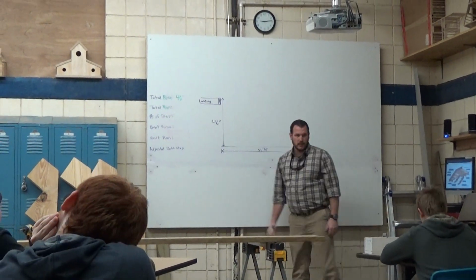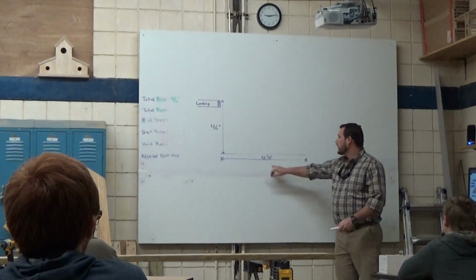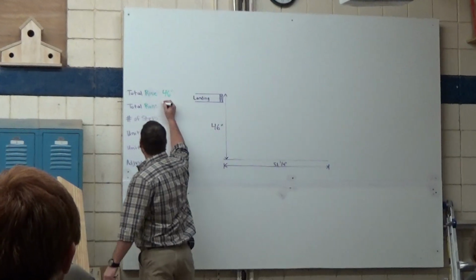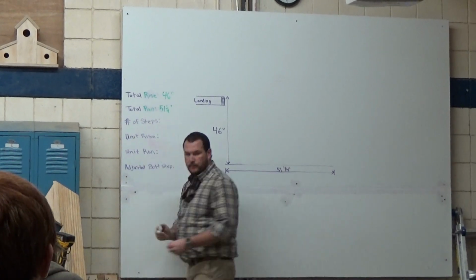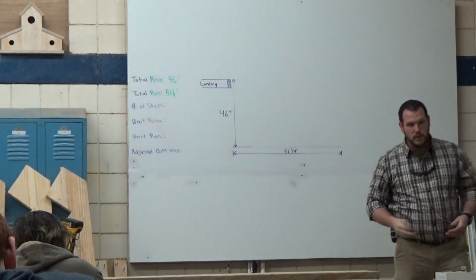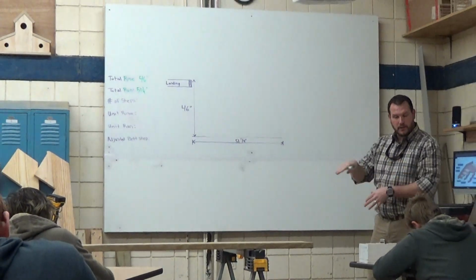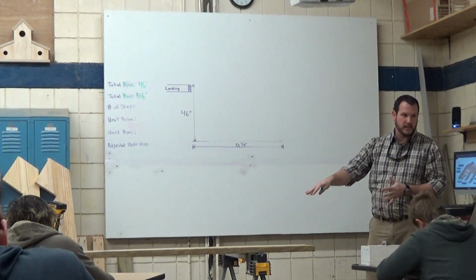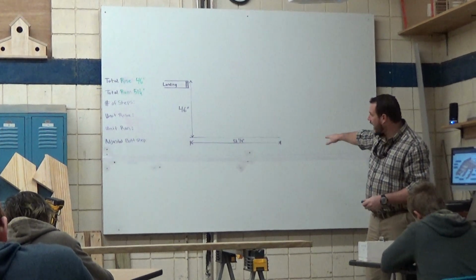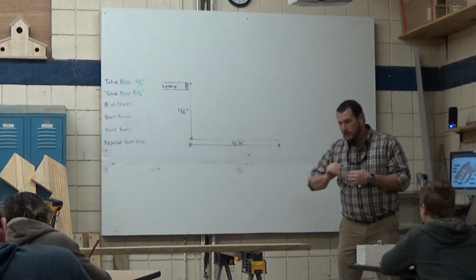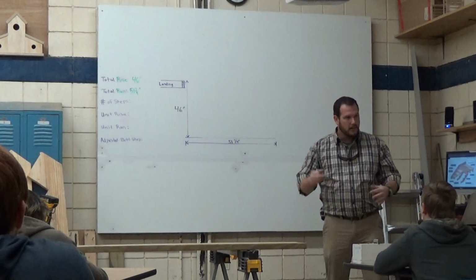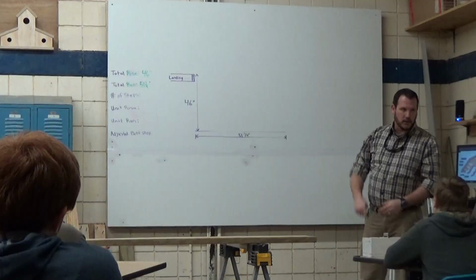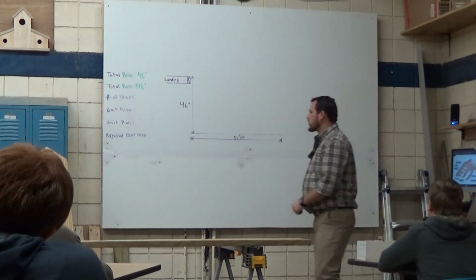The total run, 51.25. Now you don't always have a total run. Sometimes you're limited by how far your steps can go. You may run into a wall. Does this make sense to everybody? So you don't always have a total run. Sometimes you can let your steps go out as far as you want them to go, but it's going to be dictated by your total rise, the number of steps that you need.